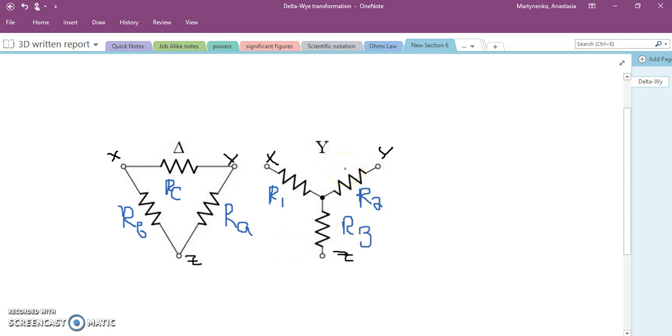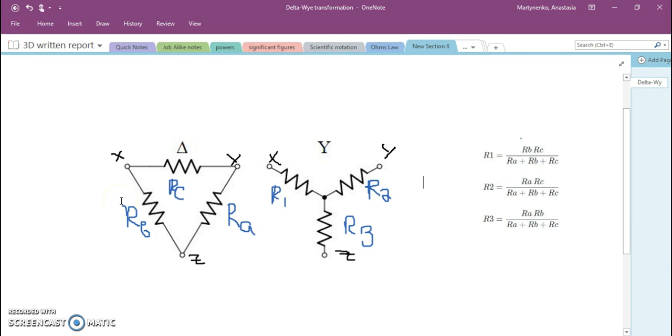Okay. So what I'm going to do is I'm going to take out the triangle, for example, and replace it with the Y shape. Now, when I replace with the Y shape, my resistors R1, R2, and R3, their values have to be in terms of RA, RB, and RC so that we can actually do our calculations. So when you're going from delta to Y, these are the formulas. So this is delta to Y.